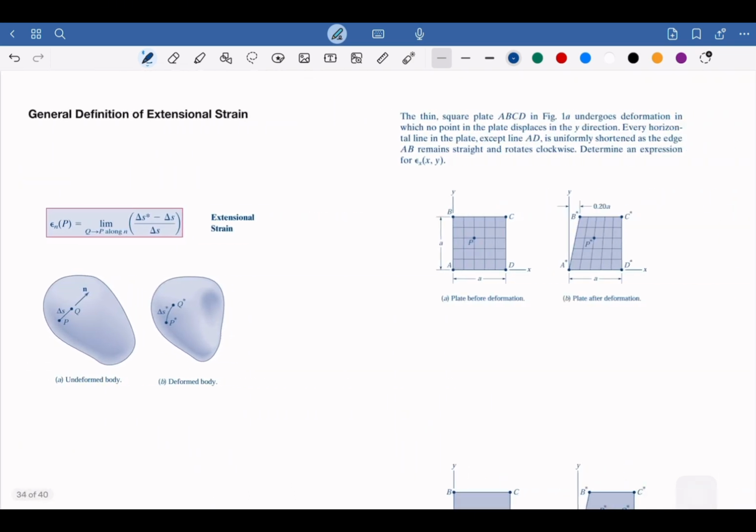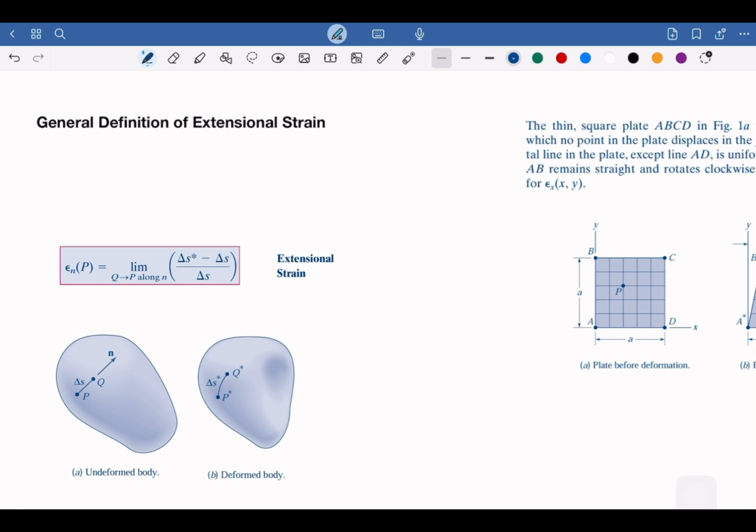And now we are going to get the definition of the extensional strain. So remember that the extensional strain is the change in length of a line segment divided by the original length.